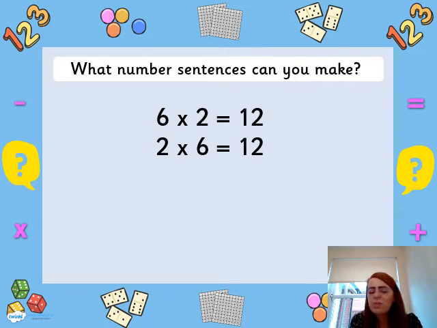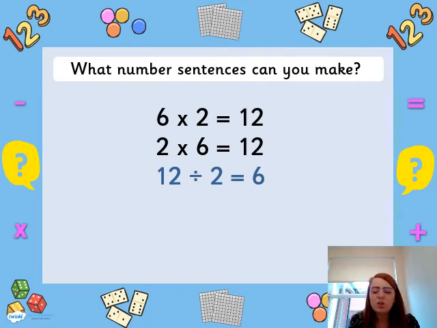So we can also make 2 times 6 equals 12. Have I still got the biggest number at the end? Yes, I do, because it's a multiplication. Have I swapped around the 2 small numbers? Yes, I have. So excellent, boys and girls, if you got that. Now, if I was going to make a division with these numbers, what number would come at the start, do you think? What number would come at the beginning? Well, it's going to be the biggest number, which is 12. So I can also make 12 divided by 2 equals 6 from this calculation.